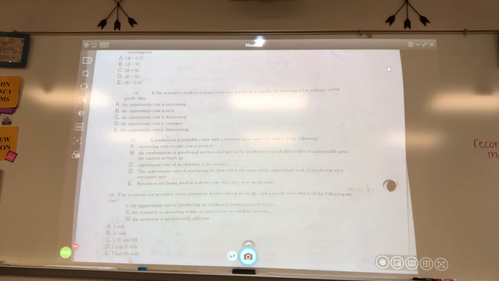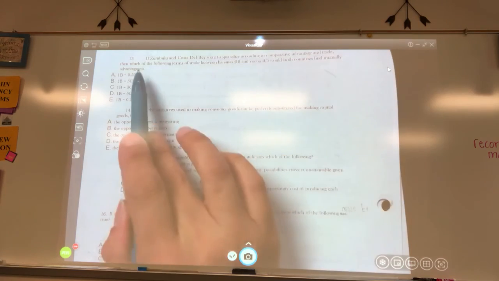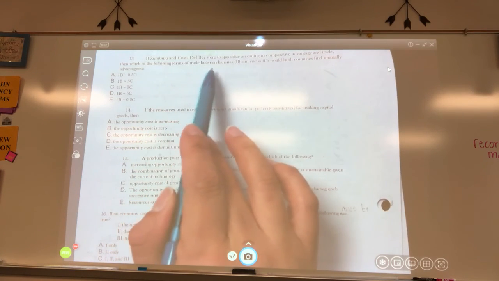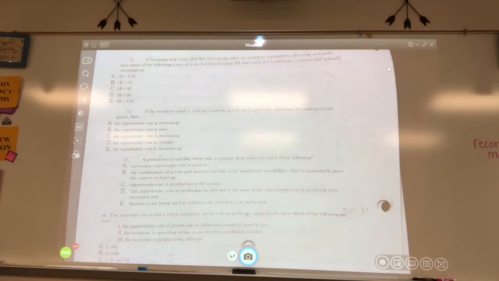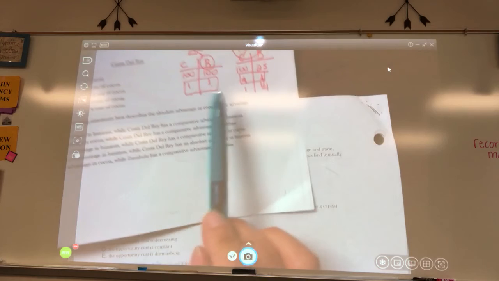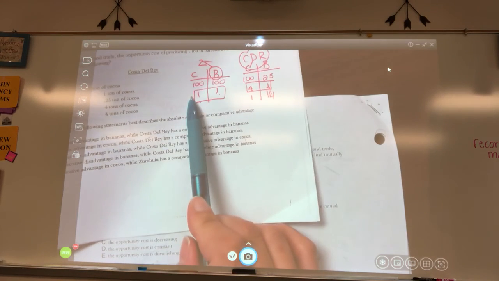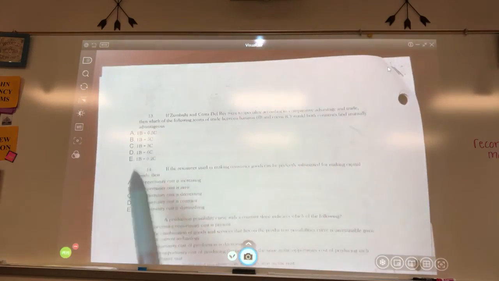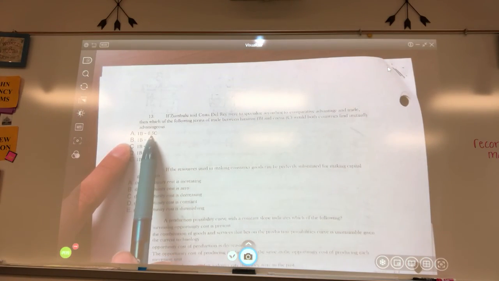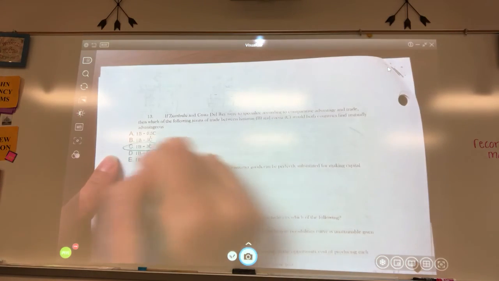This one says, if Zimbulu and Coastal Del Rey were to specialize according to comparative advantage and trade, which of the following terms of trade between bananas and cocoa would both countries find naturally advantageous? Let me pull this out. We're looking for 1 banana, right? They should be trading how much cocoa? 1 to 4. So where would that be? 0.5? 5? That's over, right? 3? Yes. 6? No. 0.2. So what's my answer?